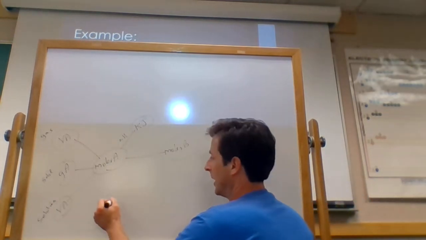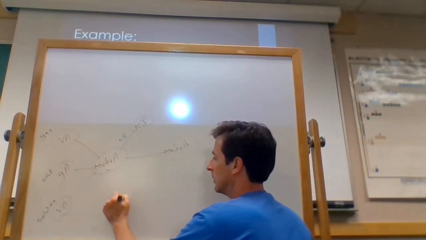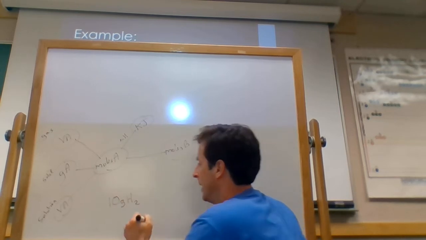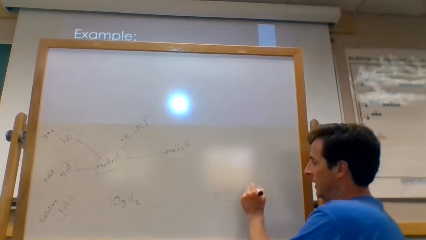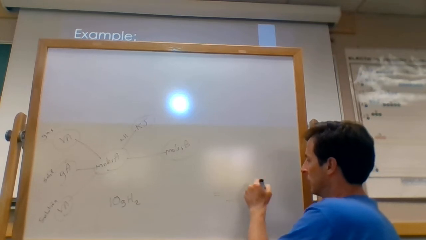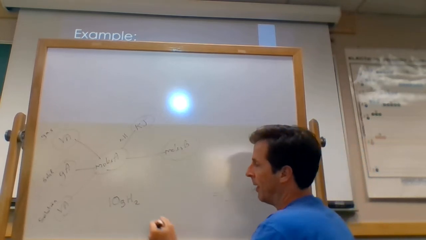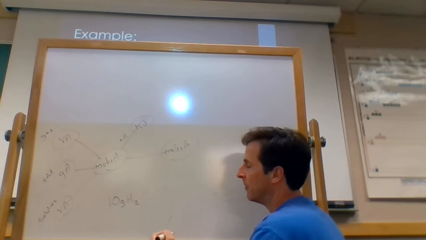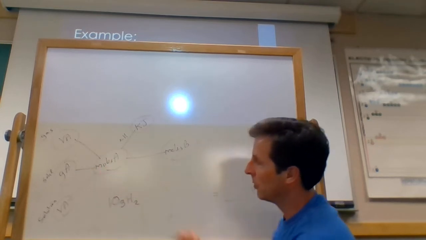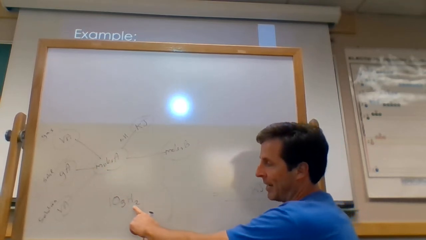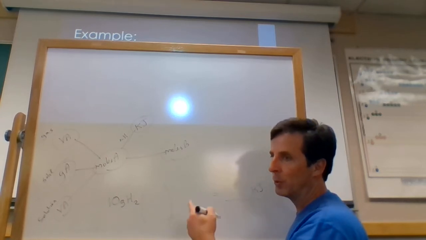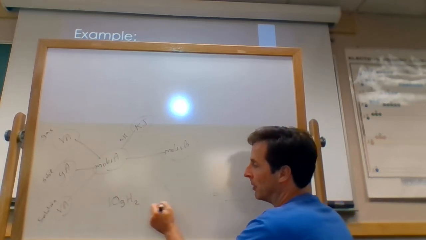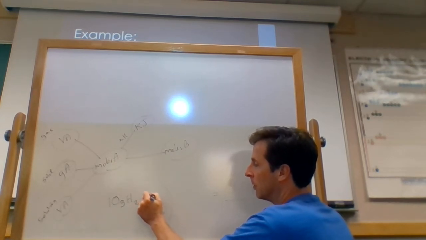So it's going to be 10 grams of H2. The question asks me how much heat is released, so the answer is going to be in kilojoules. The first step, I need to change grams to moles, so I divide by the molecular weight. For hydrogen, the molecular weight is just 2. You can say it's 2.02 if you want to be picky, but I'm just going to use 2. So it's 2 grams of H2 per mole.